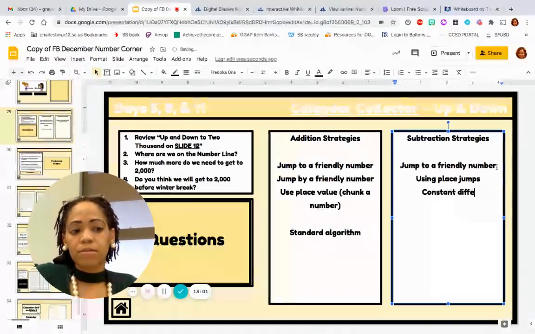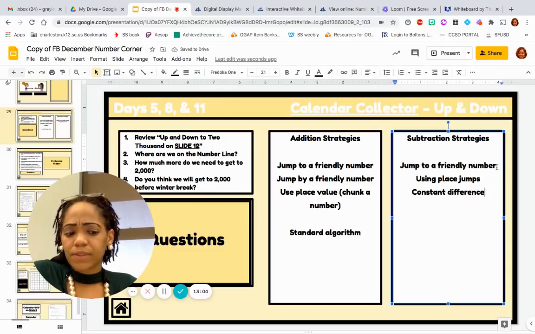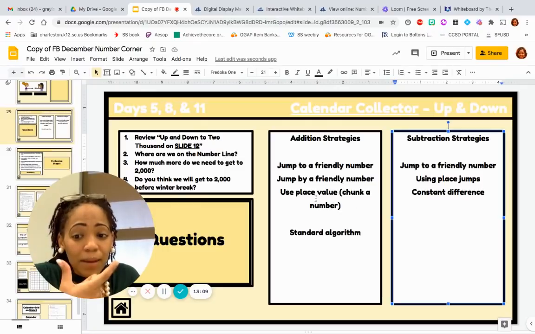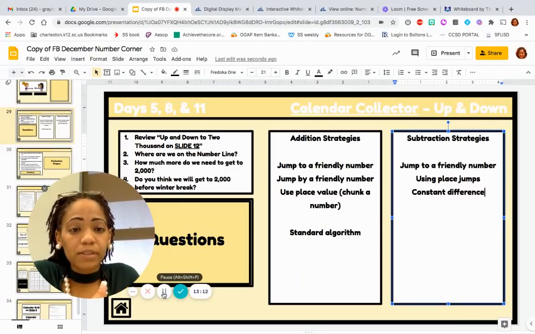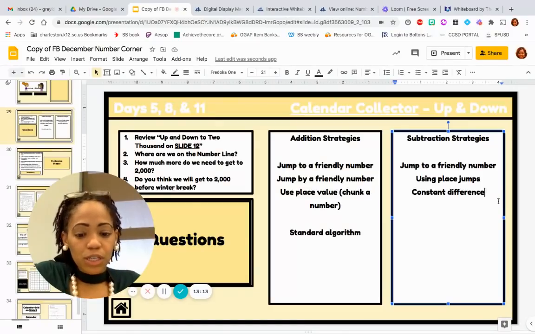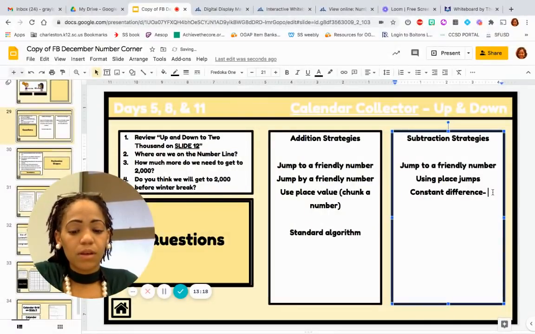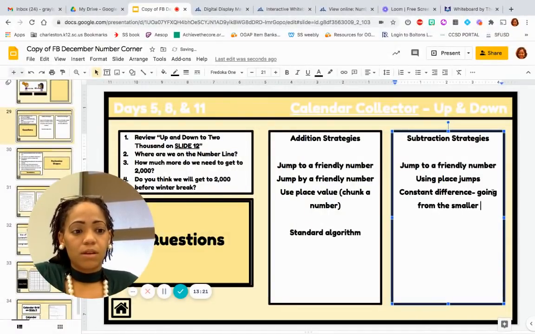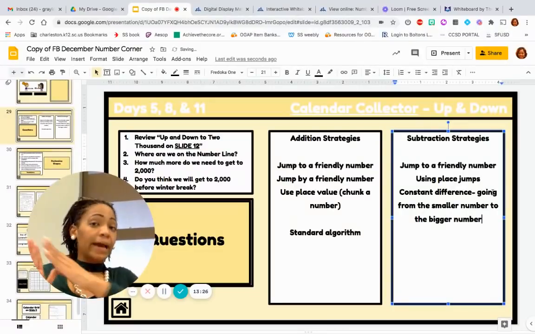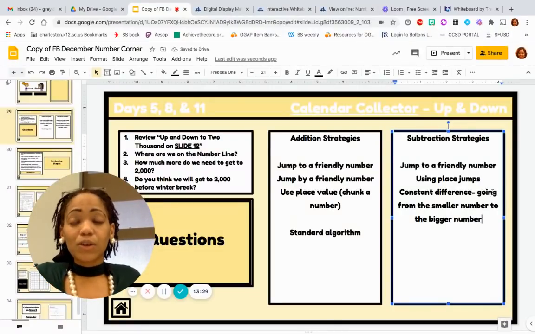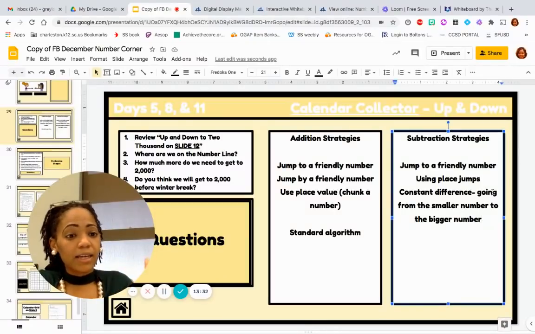Okay. Does anybody remember Mr. Mill talking about this constant difference? Which is when kind of you're adding up, you're finding the distance between two numbers. So essentially you're going from the smaller number to the bigger number. And you could do that by adding up, starting from the smaller number. You could also find the constant difference by going backwards to the smaller number.